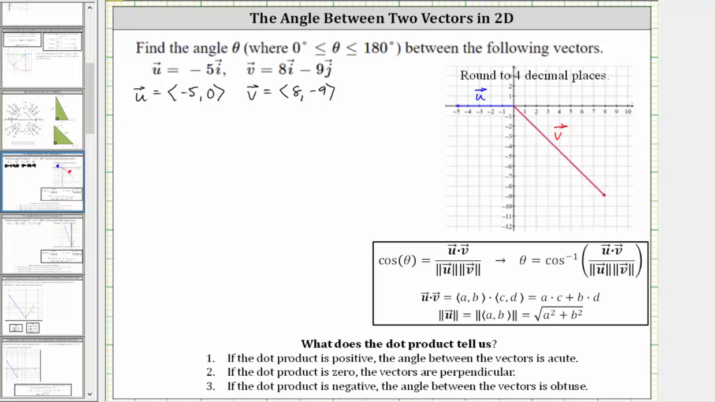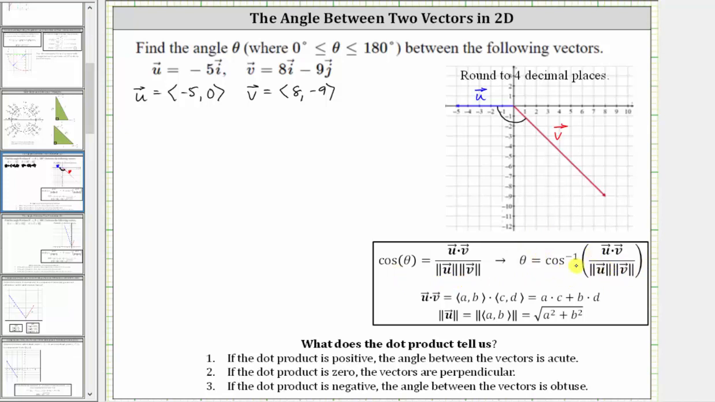Which means we're looking for this angle here, the angle between the two vectors in the closed interval from 0 to 180 degrees. Notice how there is a larger angle here on the other side. We'll be finding this angle here using the formula cosine theta is equal to vector u dotted with vector v divided by the product of their magnitudes. And we can solve this equation for angle theta by taking the inverse cosine or arc cosine of both sides of the equation, which gives us this equation here.